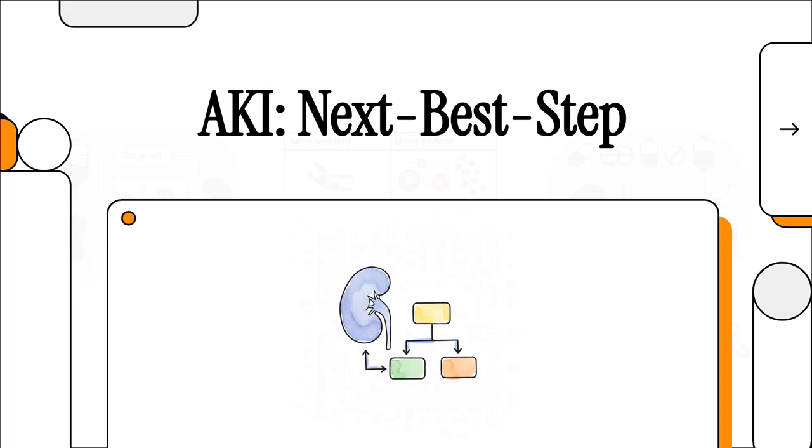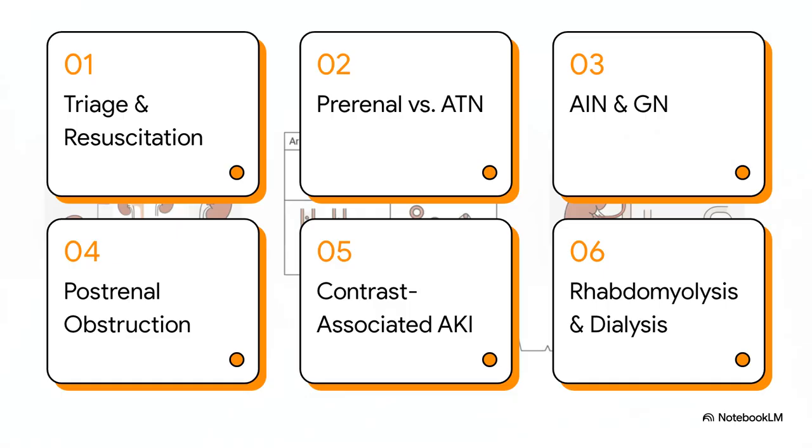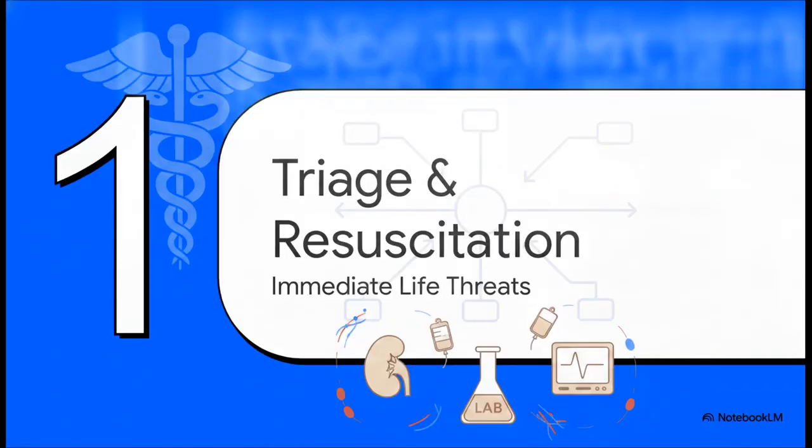Let's jump right into building a high-yield algorithmic decision tree for acute kidney injury. We're looking at pure Step 2 CK, next best step decision logic, mapping out exactly how you should evaluate a patient presenting with a sudden rise in creatinine. Here is our roadmap: AKI triage and resuscitation, pre-renal azotemia versus ATN, AIN and glomerulonephritis, post-renal obstruction, contrast-associated AKI, and rhabdomyolysis and dialysis. Starting with Section 1, AKI triage and resuscitation.